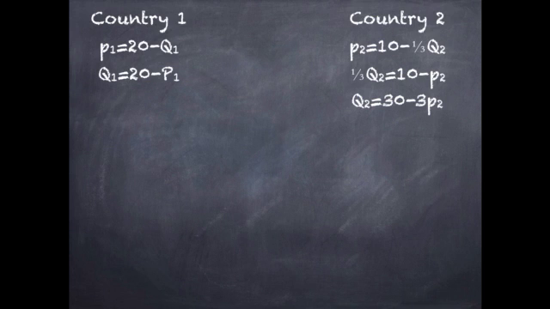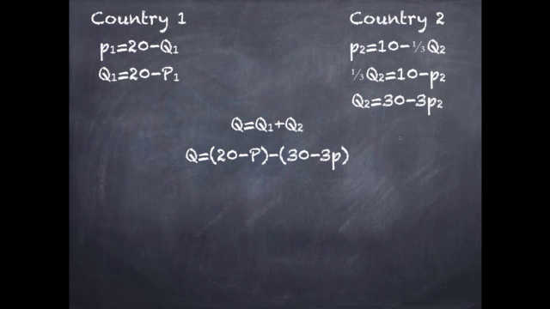All right, so now we have the demand functions for country 1 and country 2. In order to get the market demand function, we have to add these two together. So we do that. We have the demand function for country 1, the demand function for country 2. We add those together. We get Q is equal to 50 minus 4P. And then we need to go back to the inverse demand function. So we are now solving for P.